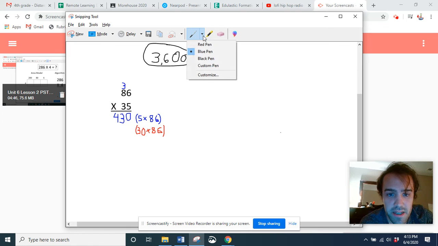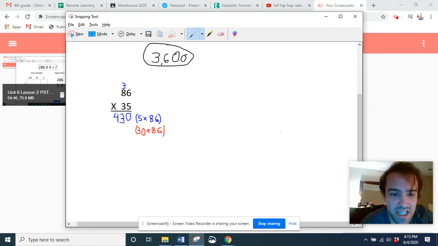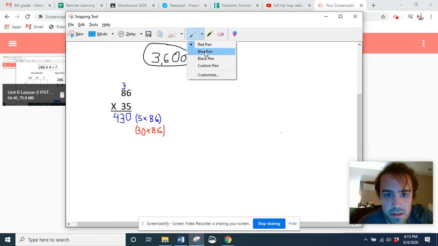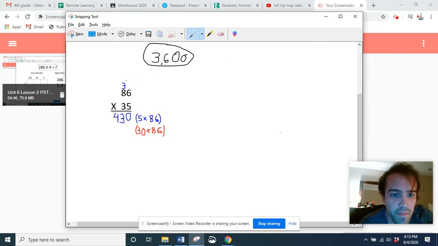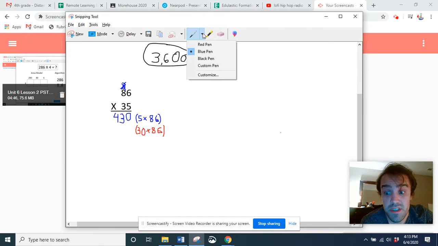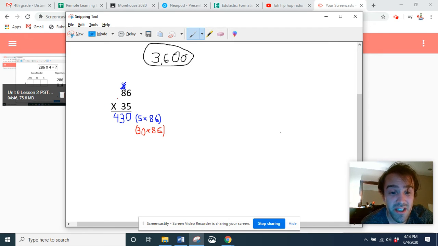Now let's go to our second partial product, 30 times 86. Oh, you know what else we should do that I forgot to do? This is actually a really important step. Cross out numbers after you add them in. After you regroup these and you add them into your answer, cross them out, especially when you're doing problems like this, because it's really easy to get them mixed up and then you're going to end up with the wrong answer. Okay, so now we're in 30 times 86.